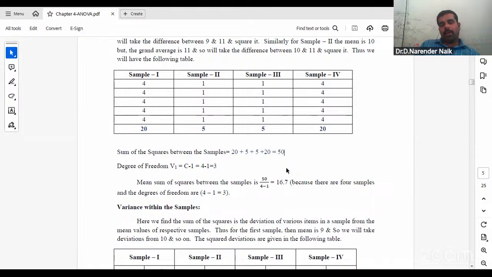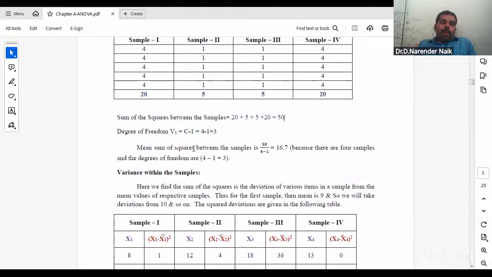Then the next column, we have to remember the format of the ANOVA one-way classification table. The mean sum of squares between the samples is SSC divided by C minus 1. SSC is 50 and C minus 1 is 4 minus 1, that is 3, giving 16.7. So we completed the upper part, between samples.